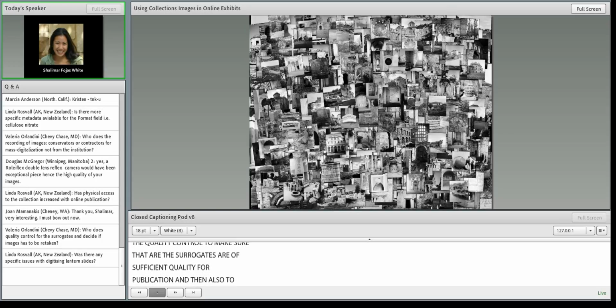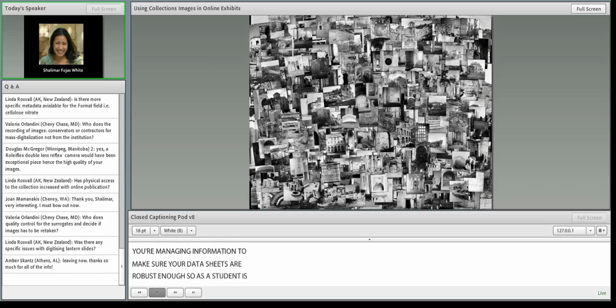and then also to make sure, particularly if you're managing interns, that your data sheets are robust enough so that, as the student is going through all of the files and digitizing the negatives, there's a match between the image that they're looking at and the data record that they're looking at, so that you're not switching file names out and that sort of thing.